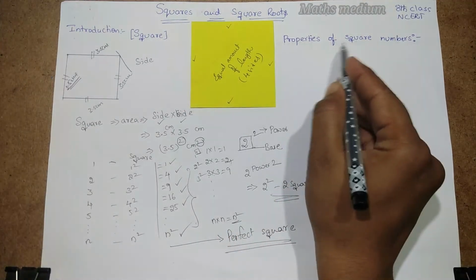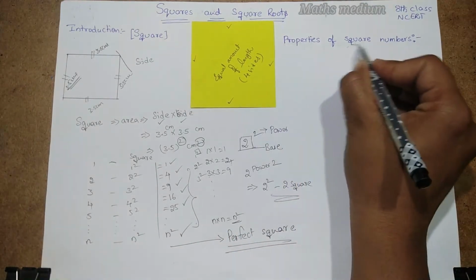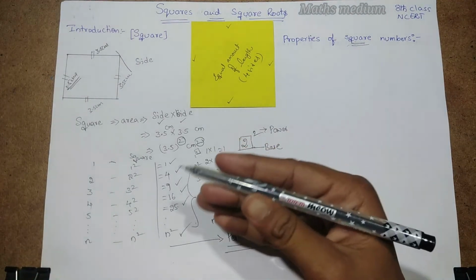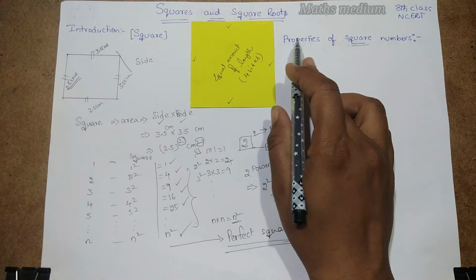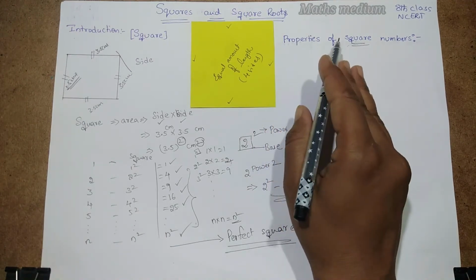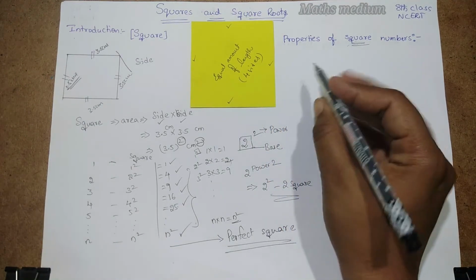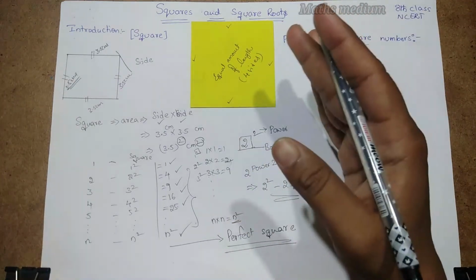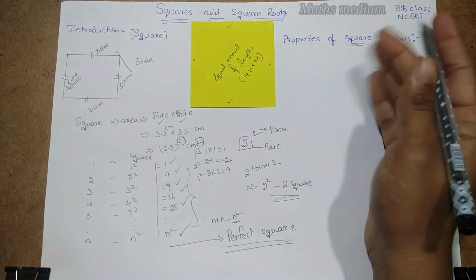Next, coming to the properties of square numbers. We know that square numbers are 1, 4, 9, 16, 25. These are the numbers. Now we have to know about the properties of square numbers. Here we have 5 properties of square numbers, which are generally used the most in this chapter. Those are 5. So, let's start.